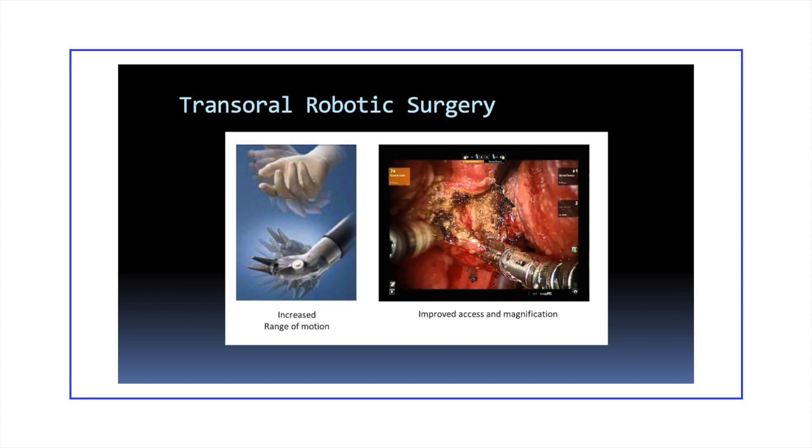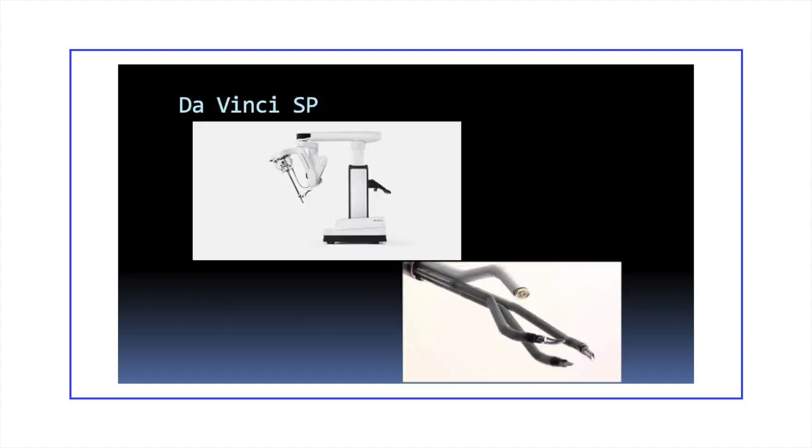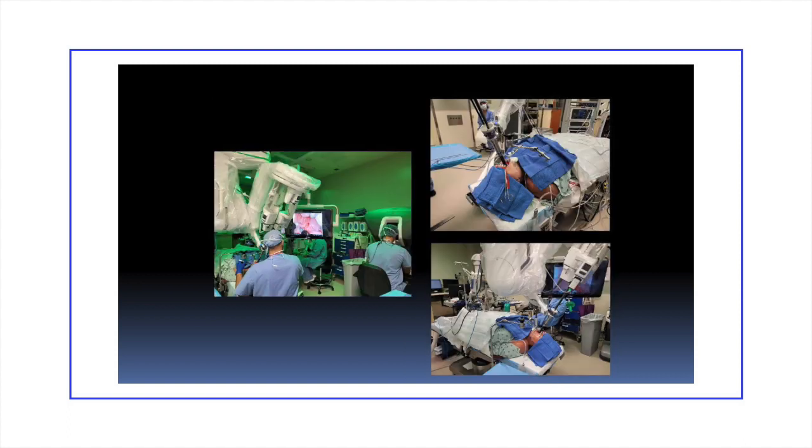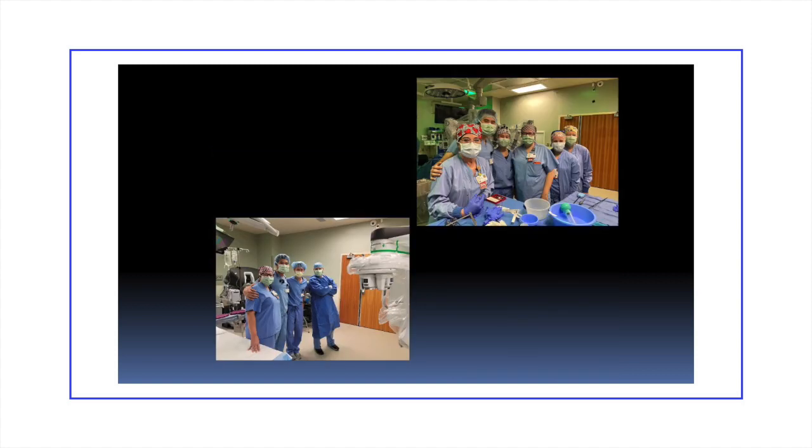Transoral robotic surgery has its advantages of increased range of motion and improved access and magnification. The newest platform is a da Vinci SP, also known as a single port, shown here with these diagrams. This is an intraoperative example of transoral robotic surgery that we are performing. I'm at the console, my assistant's at the bed, and this is the contraption. These are intraoperative photos of our team, just highlighting how important teamwork is in the operating room.